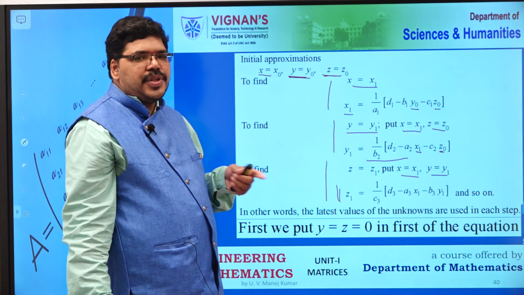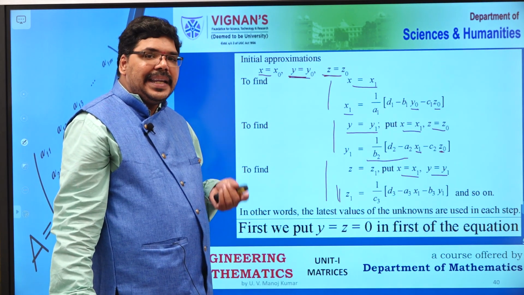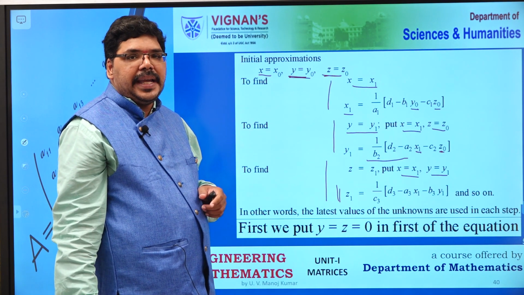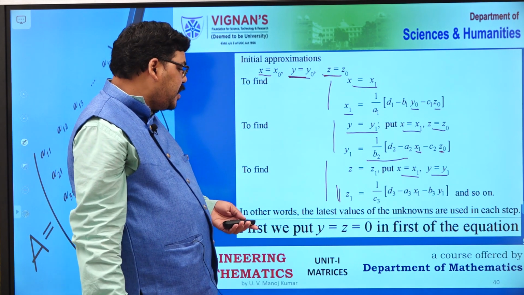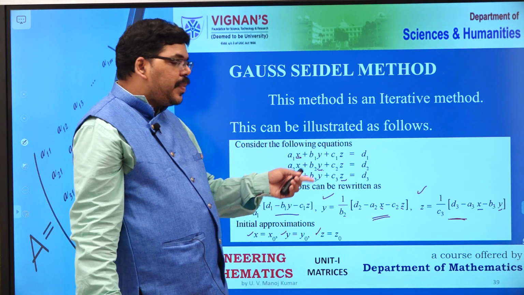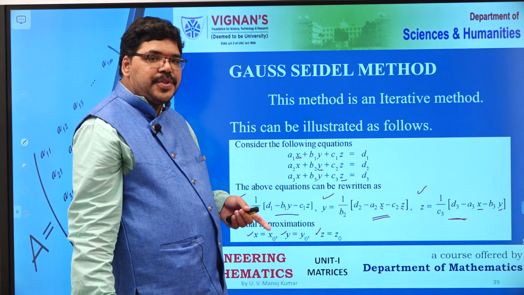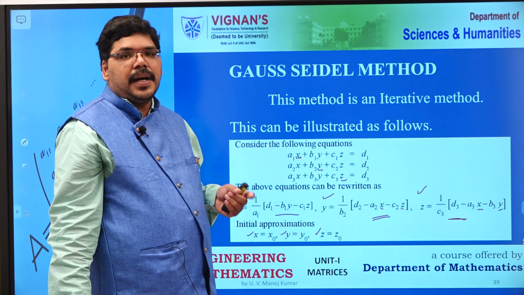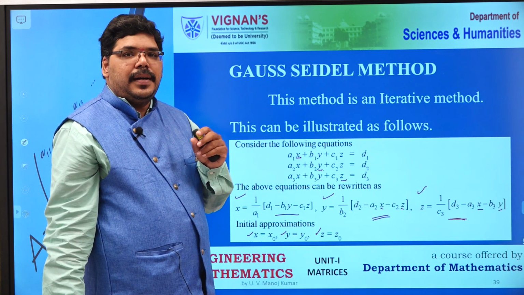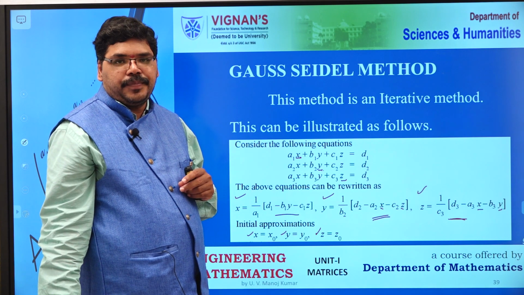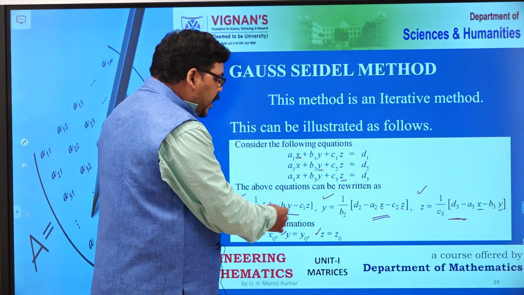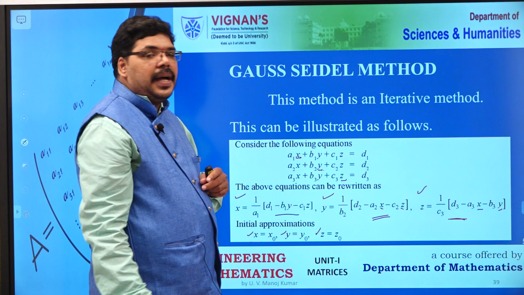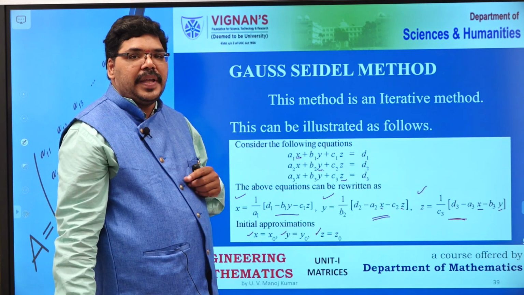Similarly we proceed like that. For calculating x2, y2, z2, again we use the same expressions, and we substitute the latest values of the variables. So this is the Gauss-Seidel iterative method in a nutshell. You use these iterative expressions and substitute the latest values of the variables.